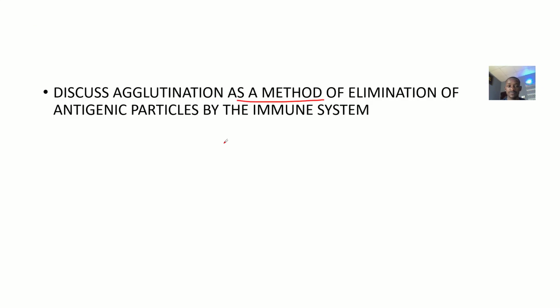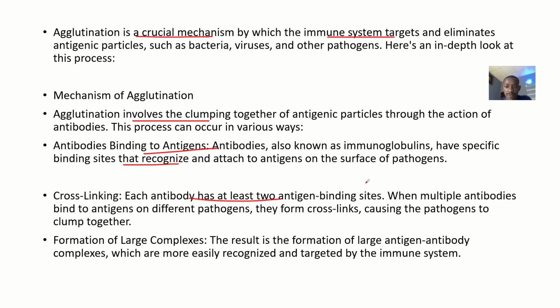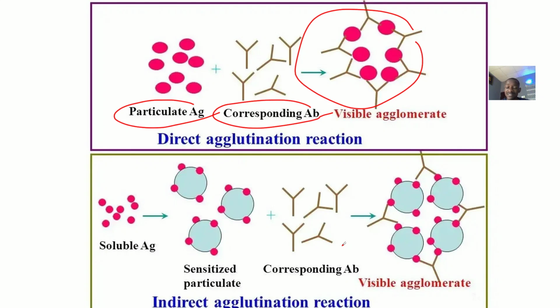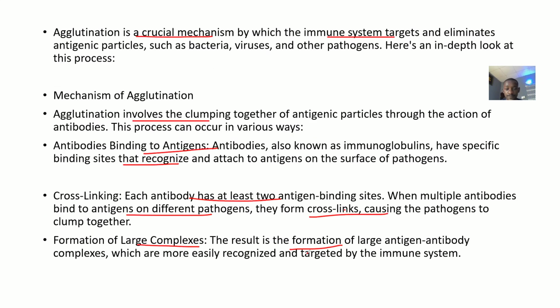So when multiple antibodies bind to antigens on different pathogens, they form cross-links, causing the pathogens to clump together. So it's basically resisting the motion of the antigen. You get the formation of large complexes. The result is the formation of antigen-antibody complexes, which are more recognizable, and the immune system can now target it.